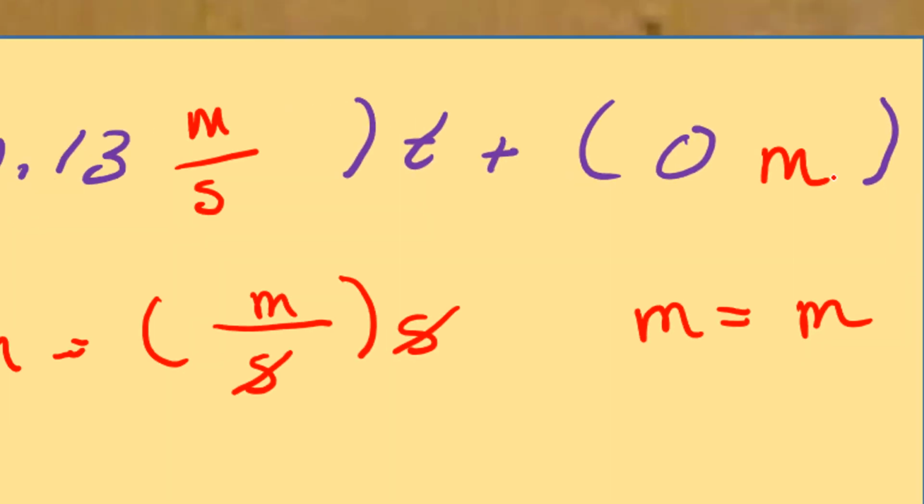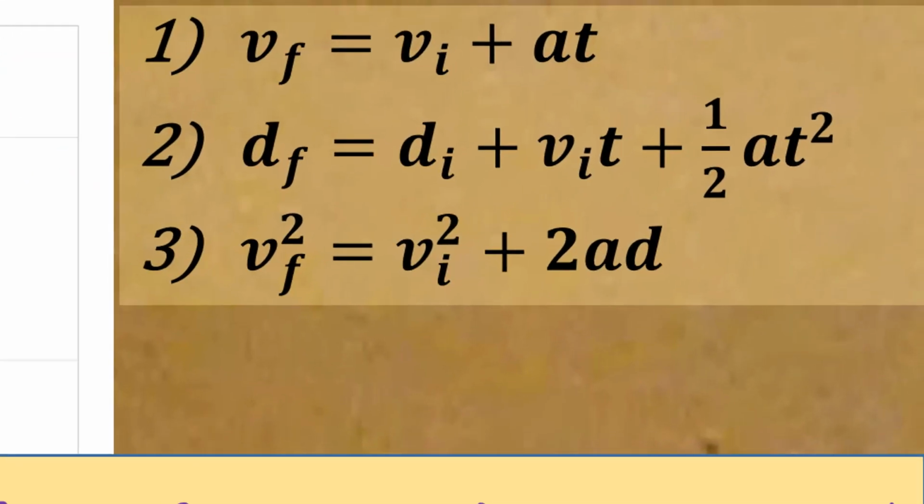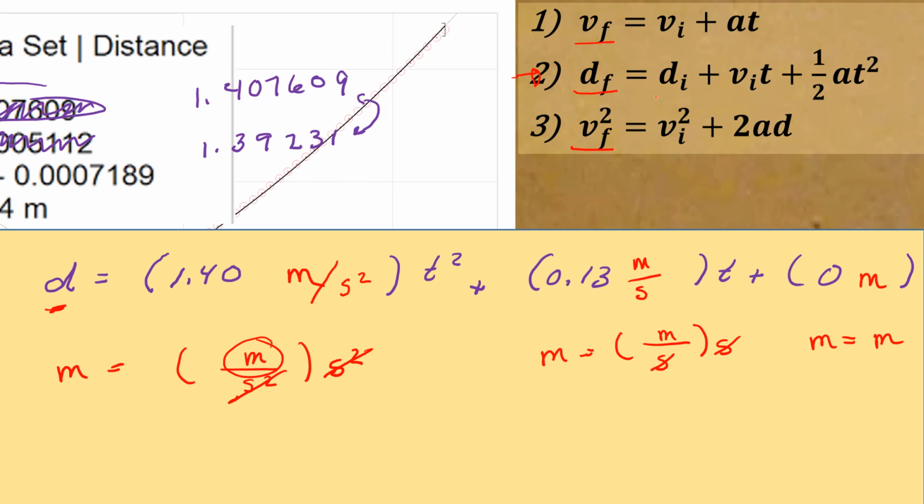Okay? So now we've got our labels, our units done, and we've got our equation written. Now we have to compare it to the equations that we learned in class. So we're starting out with a D equals. Here we have a V equals, here we have a D equals, here we have a V squared equals. Well, it looks like equation number 2 is the one that it's going to be very close to. So I'm going to rewrite equation number 2 down below.